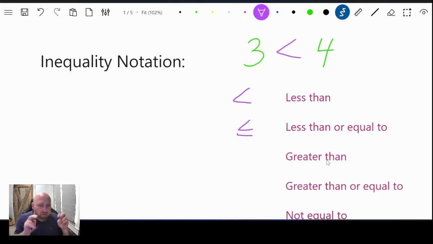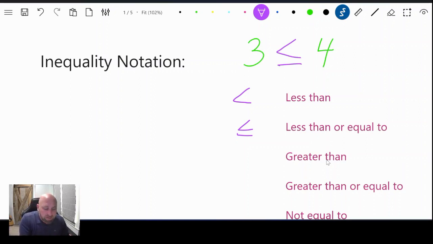Now, it's not like 2 lines for an equal sign, it's just 1, but if you look at just that bottom part, it does look like an equal sign, okay? So that's the less than or equal to. We could also use that one here. This one works because 3 is less than or equal to 4.